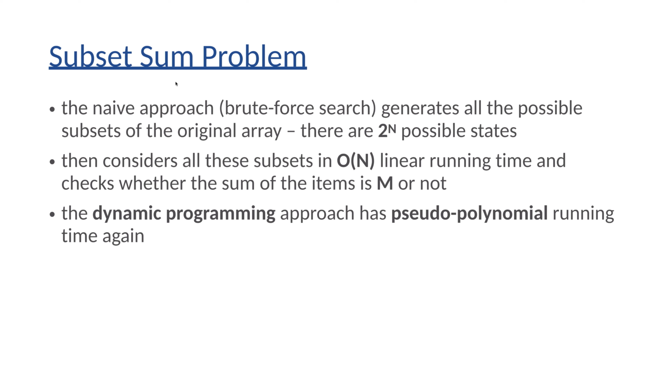Okay, so the naive approach or the brute force search generates all the possible subsets of the original array, and because there are 2 to the power of n possible states, the running time complexity is exponential. Then of course the brute force approach has to consider these subsets on a one-by-one basis, so basically it has to do a linear search in O(n) linear running time complexity and has to check whether the sum of the items is m or not.